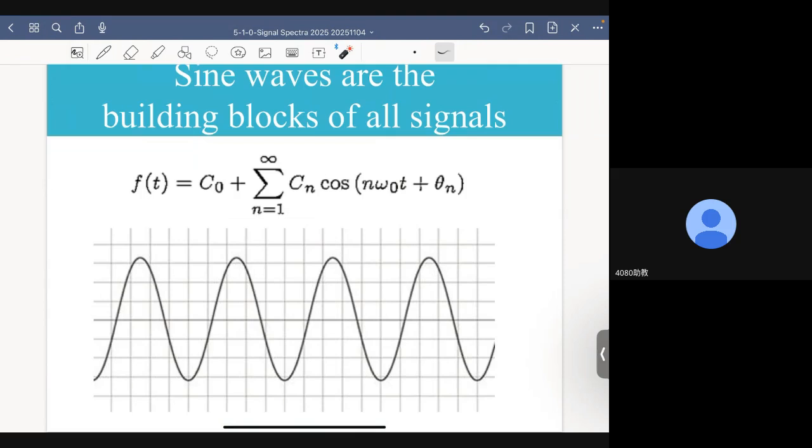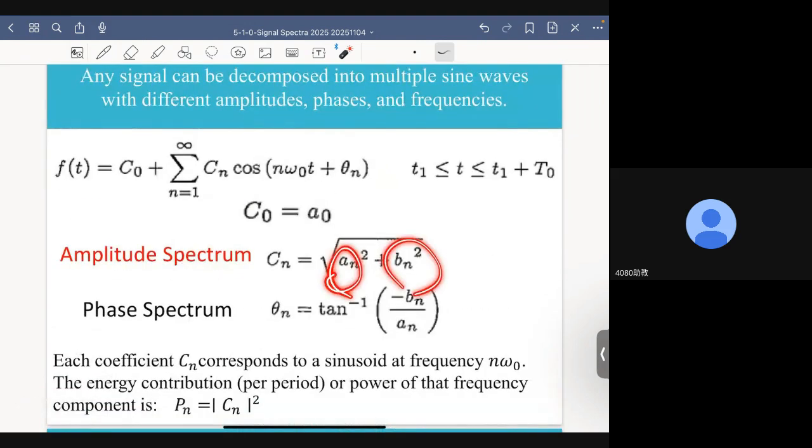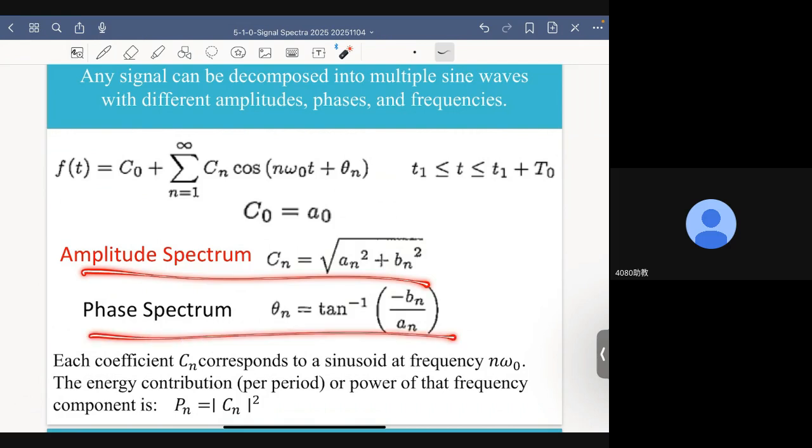Compared to the trigonometric Fourier series representation that we just mentioned, it is essentially the same thing. Once you know An and Bn, which are the Fourier coefficients of the trigonometric Fourier series, you can determine Cn and you can readily determine theta n by using these two formulas. This is what we call the amplitude spectrum, and this is what we call the phase spectrum.